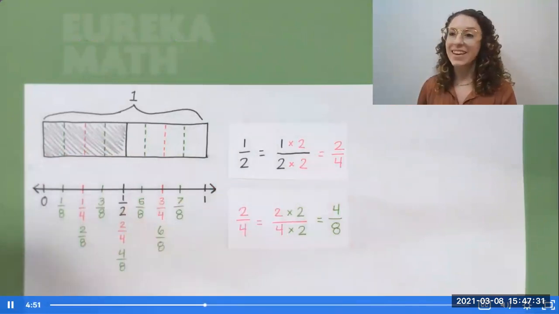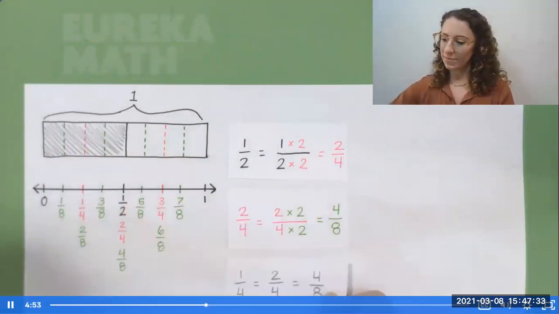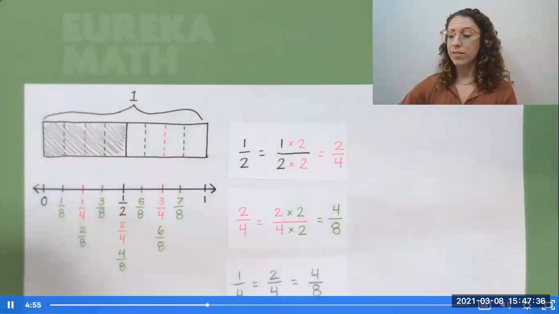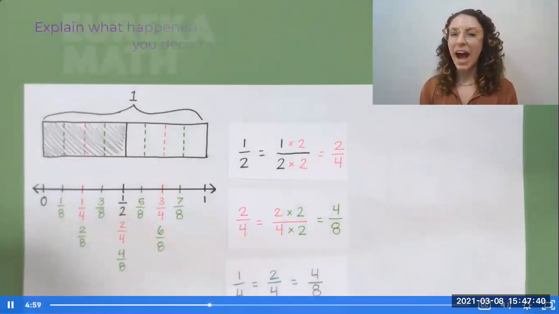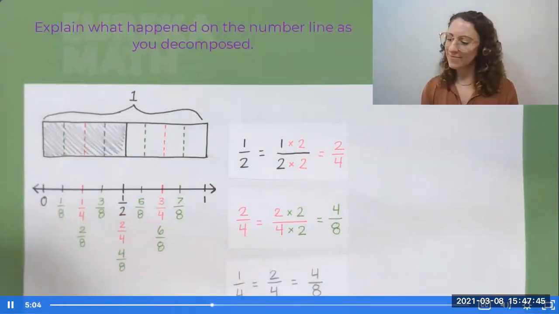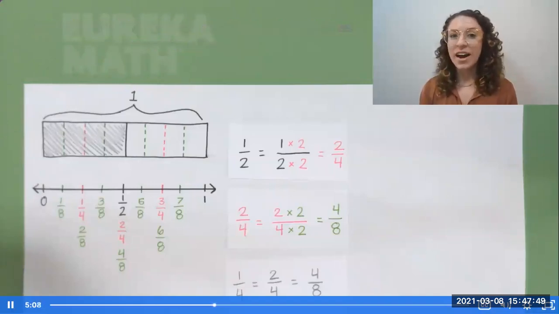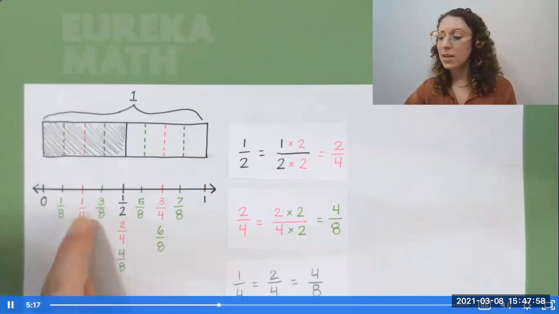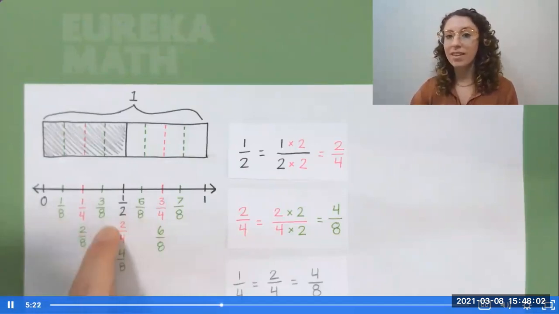We can write that like this. 1/2 equals 2 fourths equals 4 eighths. Explain what happened on the number line as you decomposed this half. Each time we decomposed, we doubled the number of units and made each unit smaller. We can see that there are 2/4 that are the same length as 1/2 and 4/8 that are the same length as 1/2.